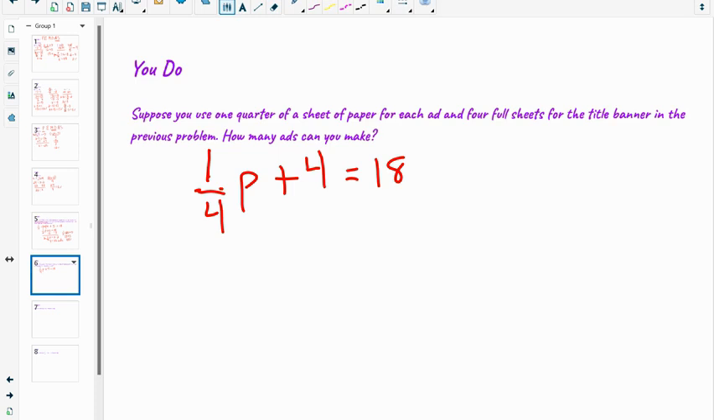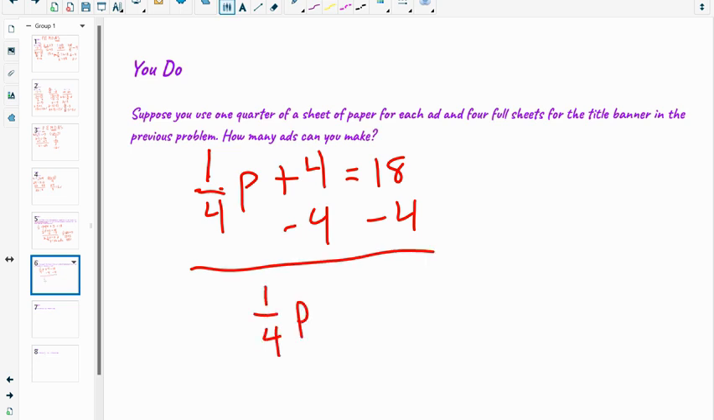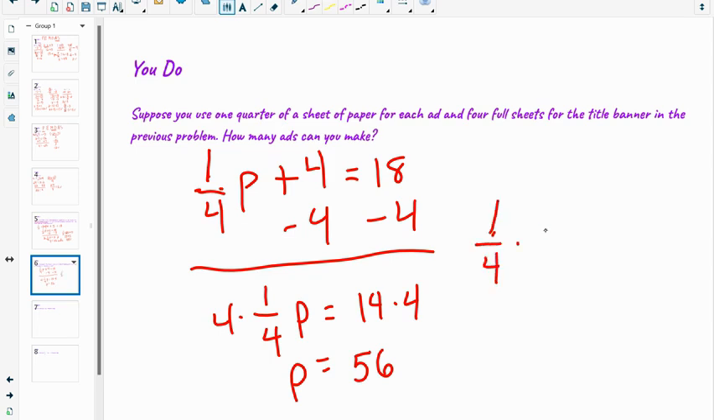And now we can follow the same steps. We're going to start by subtracting 4. We got 1/4 P is equal to 14. Now we times by 4. We get P is equal to 56. And now we can start looking at checking our answer. So 1/4 times 56 plus 4. 1/4 times 56, so that is 14. Plus 4 is 18. We're good.